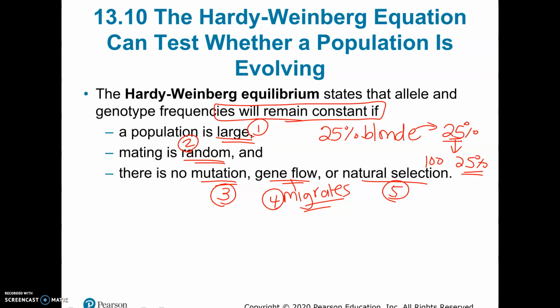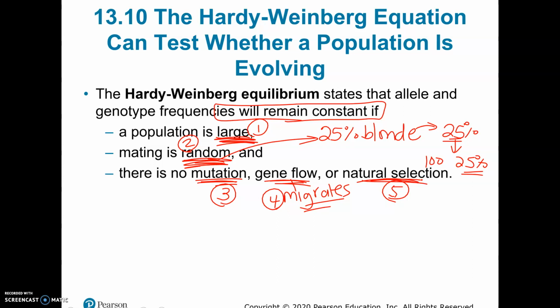But there are 5 factors necessary, and if one of these 5 rules is broken, if the population gets small, if mating is non-random, because people maybe are more likely to mate if they're blonde, well then blonde's going to become more common, so that's going to change the frequencies. If there's a mutation and somebody appears with purple hair, that's going to change the frequencies. If several blonde people leave, or somebody comes in with black hair, that's going to change the frequencies. Or if blonde hair helps you to survive better or worse, that's going to change the frequencies.